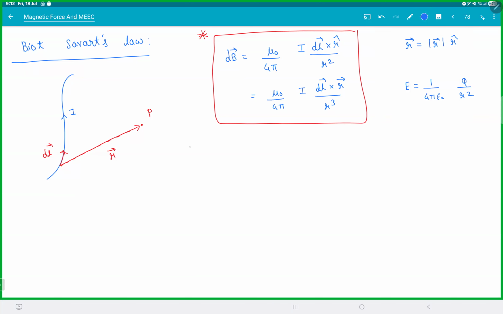So what does each term mean here? dB bar is your small magnetic field at point P due to the small wire dl bar. dl bar is a small length in the direction of current. So current carrying wire, if you take a small length dl, that will produce a small magnetic field dB, which is equal to this. And the dl bar direction is the direction of the current.